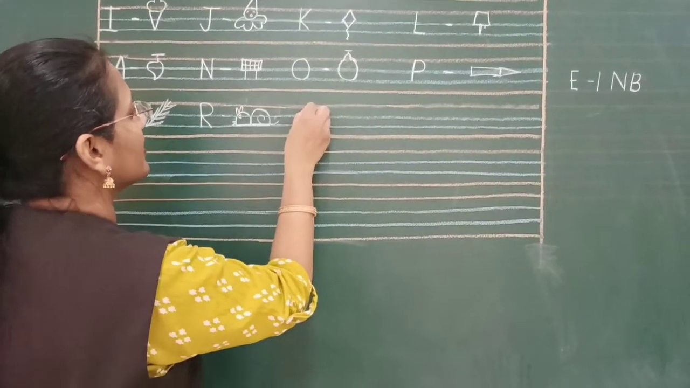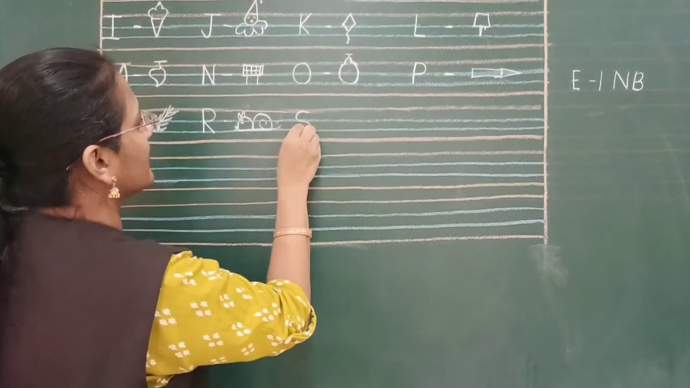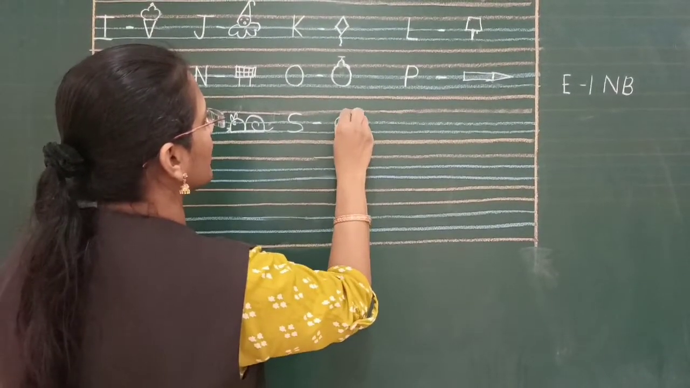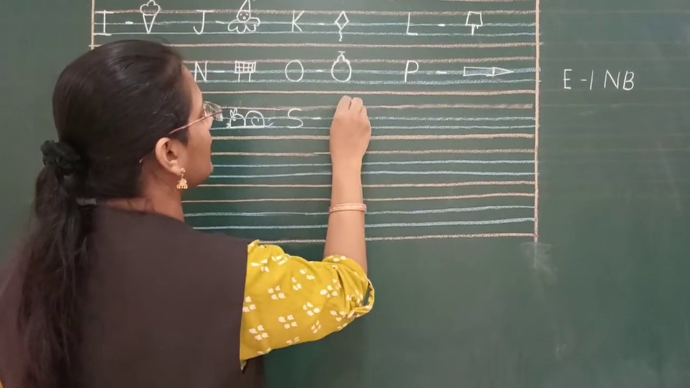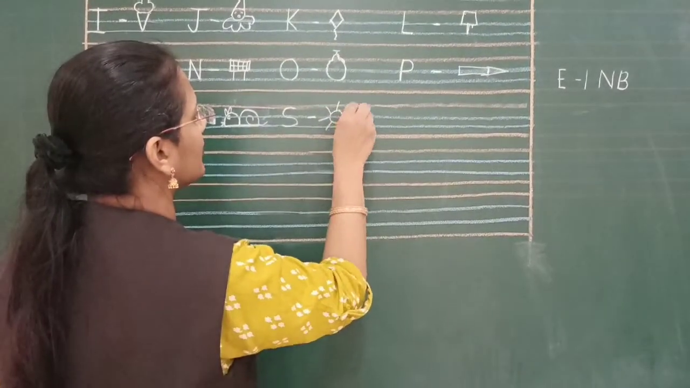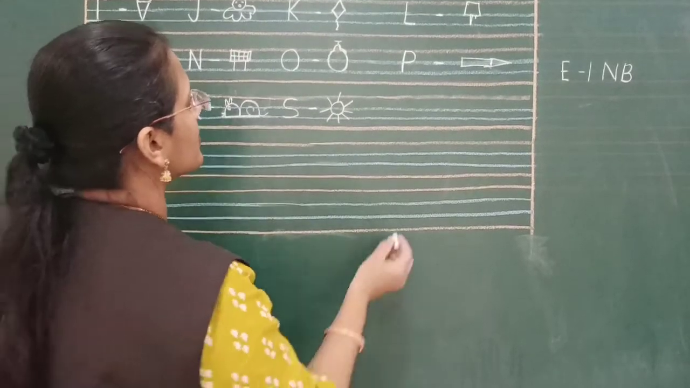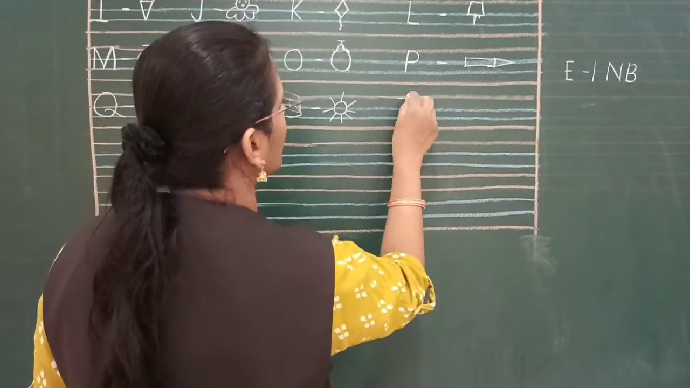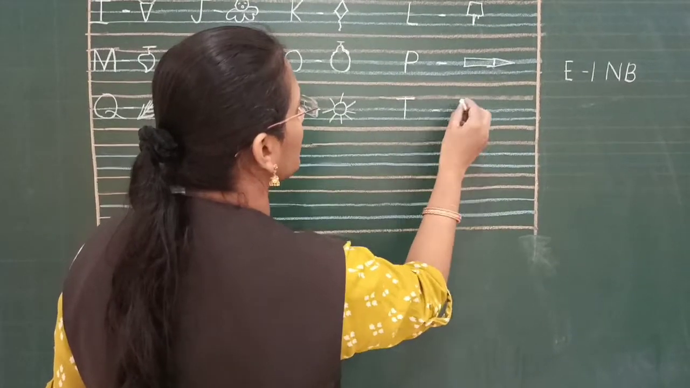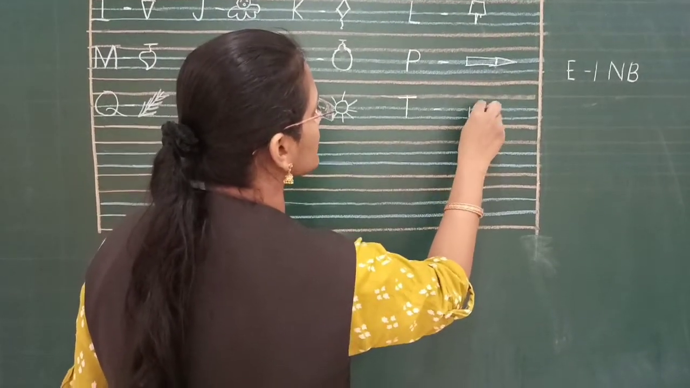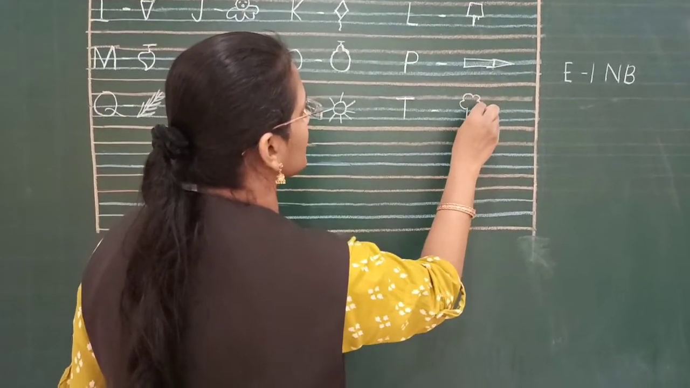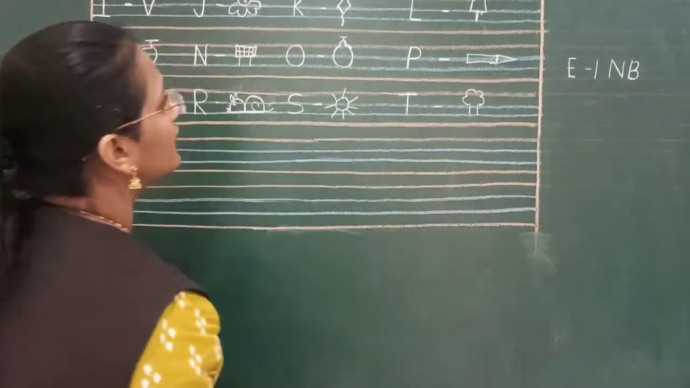Then next S, and S is for sun. So very simple to draw, circle and like this rays. Okay, S is for sun. Then capital alphabet T, and T is for tree. So two standing line and like this bumper this. So it is T is for tree.